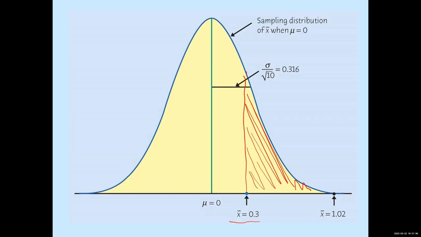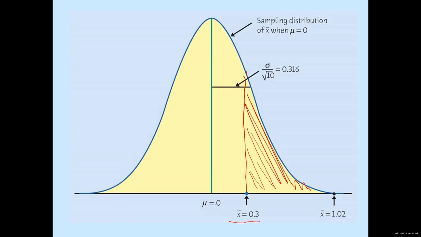That probability is pretty big. I don't know, it's like a quarter, it's like a third. The probability that I would get a value this far away from my true mean, assuming my true mean is true, is pretty big. It's pretty likely, right?